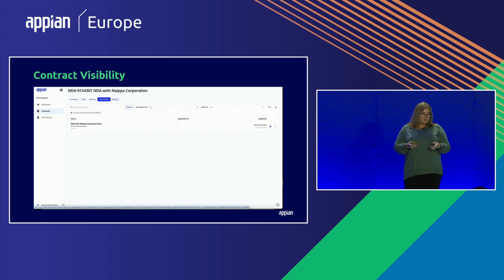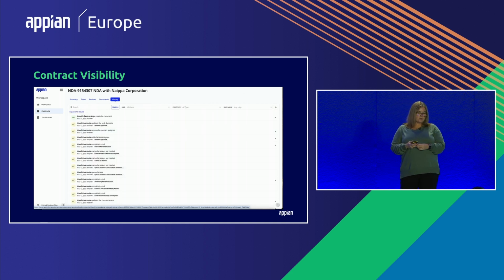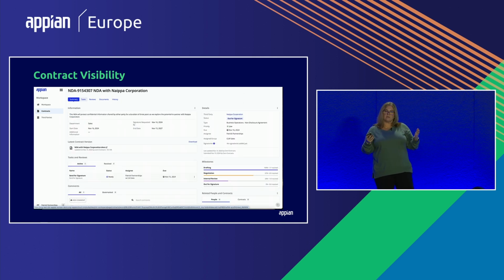We have the Documents tab, so you can see all the documents that are associated here. And we also have the History tab that gives you a history of what has changed, what's been updated. Any action that happens on this contract is very easily visible here to help with auditing.